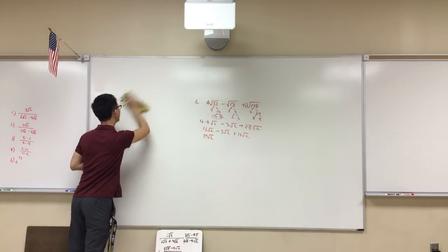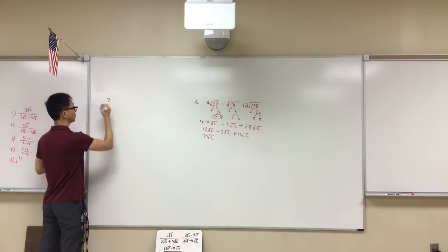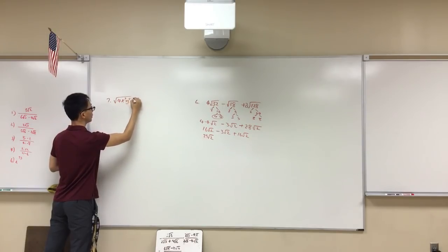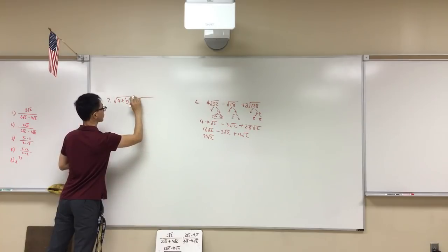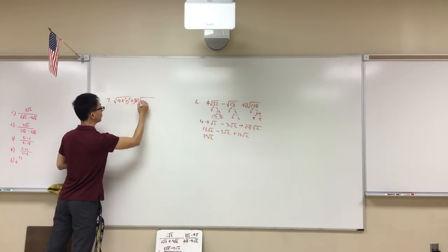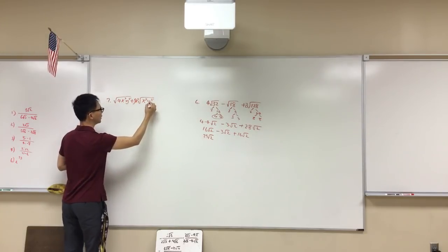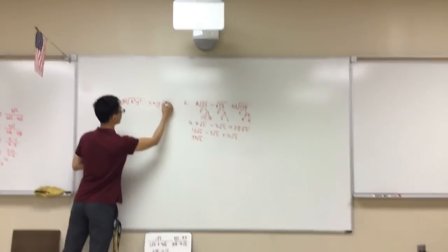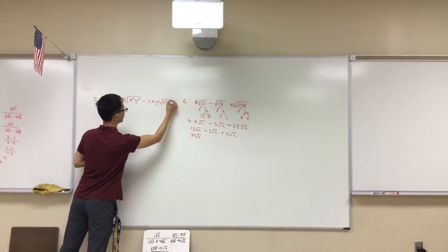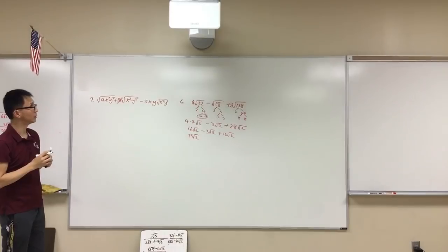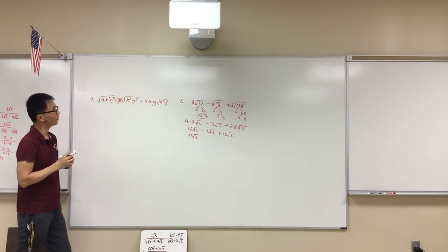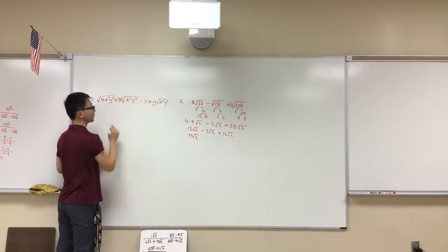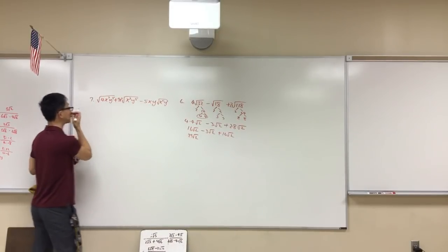So 7 is going to be radical 4x to the 7, y to the 5th, plus 9x squared radical x cubed y to the fifth, minus 5xy radical x to the fifth y cubed. I thought it was negative 5. Is it x cubed? That's what I got. Okay, we're gonna go with majority.